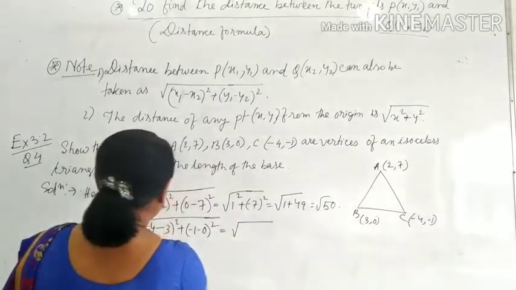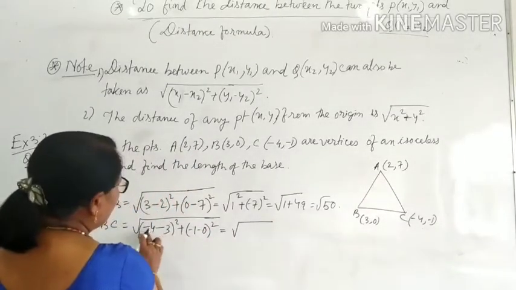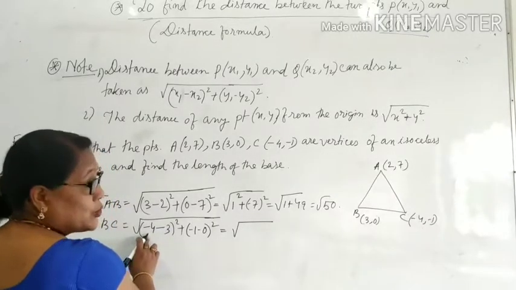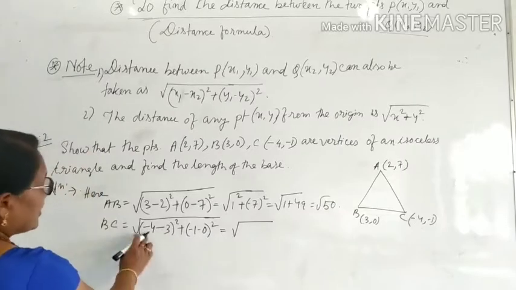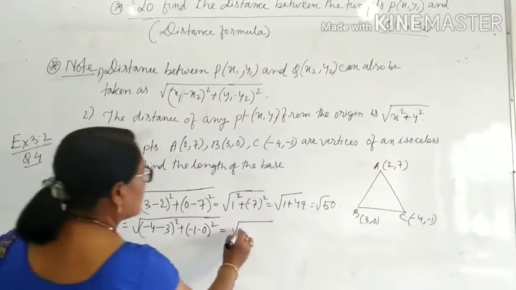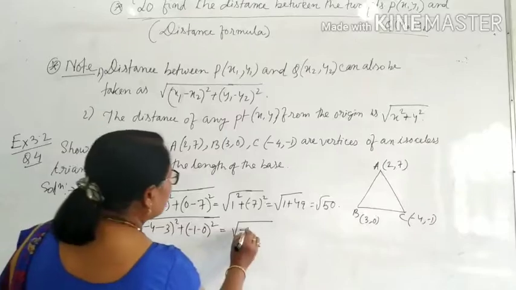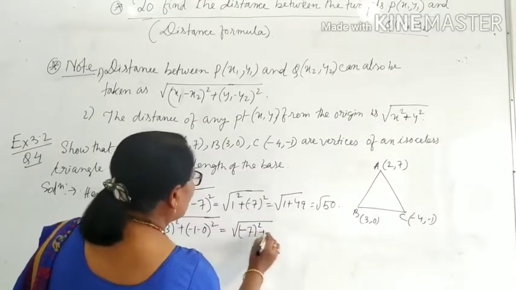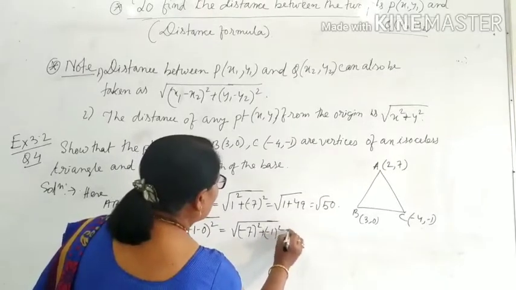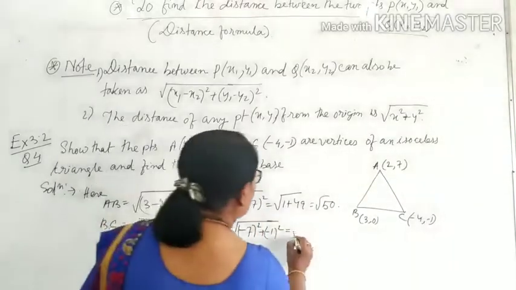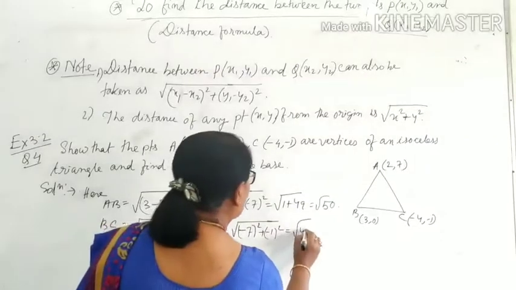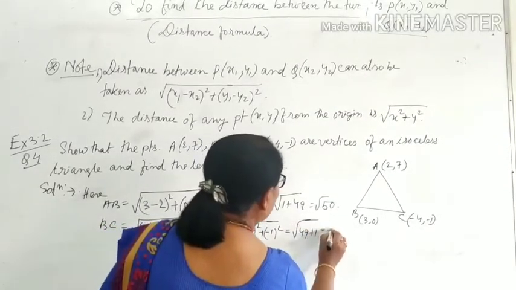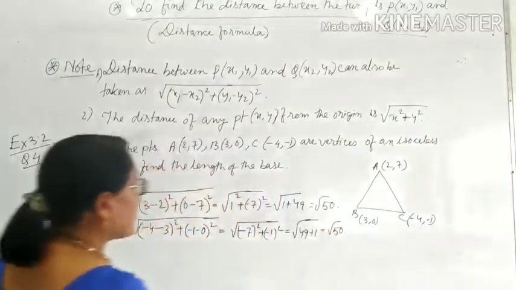Then minus 4, minus 1, whole square. In case of right sign, what is supposed to be done? The sign will be what? Minus 4, minus 3, that is minus 7 square. And plus minus 1, minus 0, minus 1, whole square. Minus 7 square is 49, and minus 1 square is 1. So 49 plus 1, or 50, from here you get.